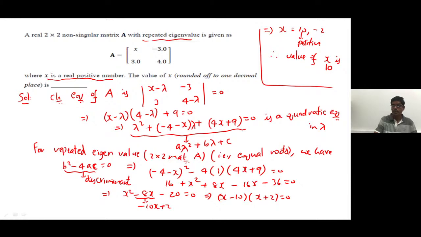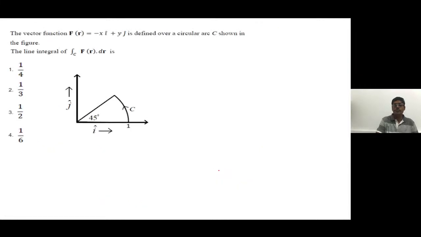So the next one, this is a complex variables question related to vector integration, vector calculus topic. The vector function f of r, the thick letters, that is r bar, is a vector function f bar equal to minus x i cap plus y j cap, defined over a circular arc. So C is the arc of the circle shown in the figure. The line integral of integral C f of r dot dr, 4 options are given.